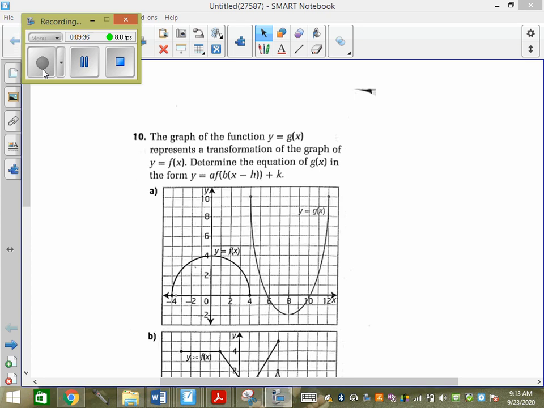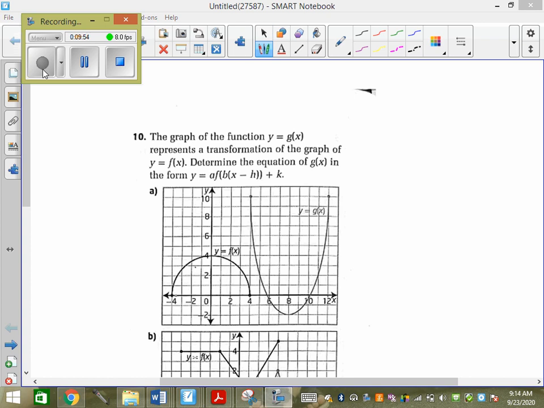So we have to be able to determine the equation of the transformed function. This is the one that people find the hardest to do. So I literally just take it out after we've done all our transformations and we go through the question together. And kind of do your homework here.